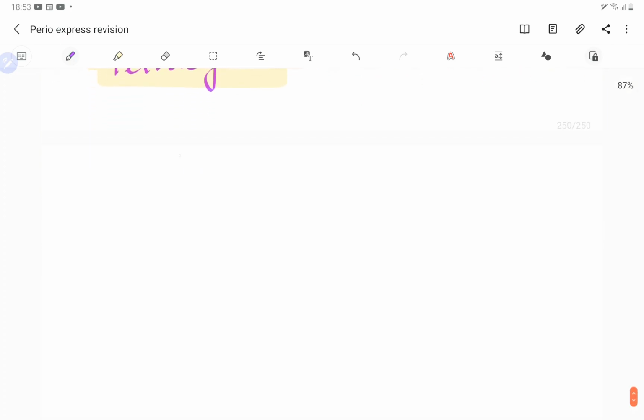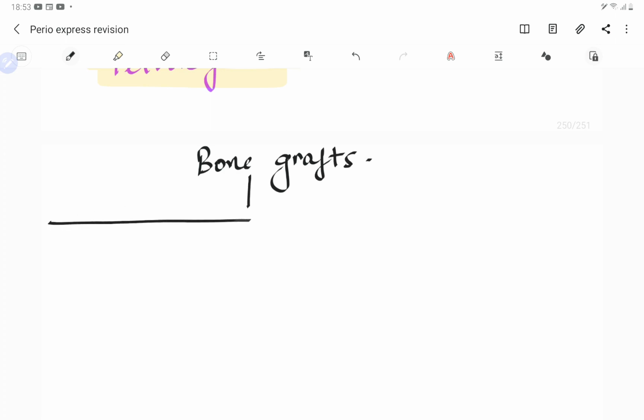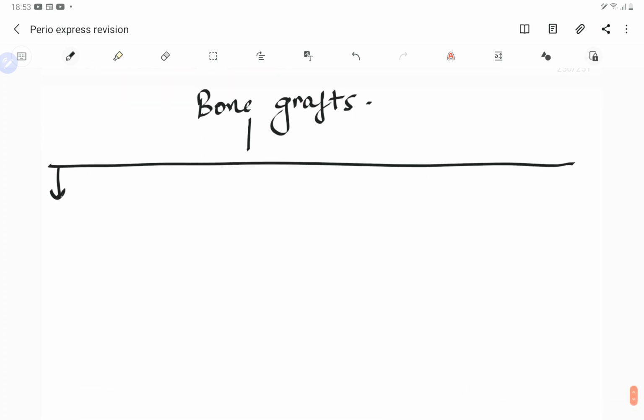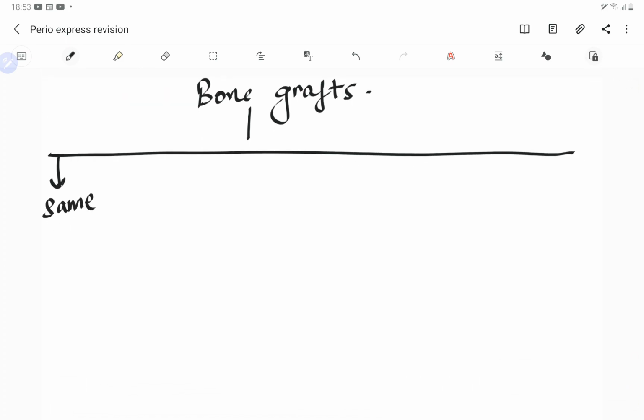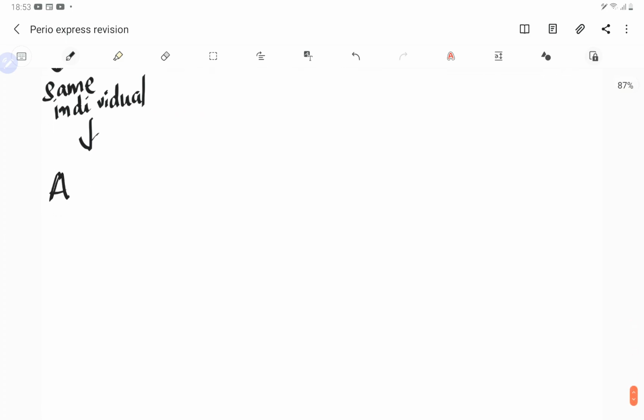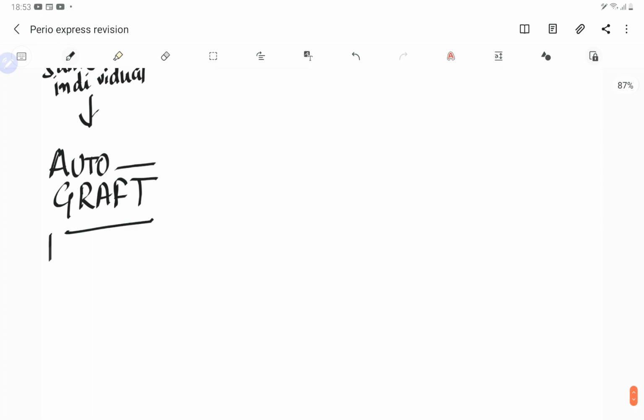Now guys, let's talk about the bone graft. So we have got different kind of bone grafts, guys. If we take it from the same individual, then it is known as the autograft. Same individual, that means I am taking from my body and using it on my body. So that is known as the autograft, right? Autograft. So what are the examples for autograft? Either I can take it from the oral cavity, or I can take it outside the oral cavity. So it can be intraoral and extraoral.